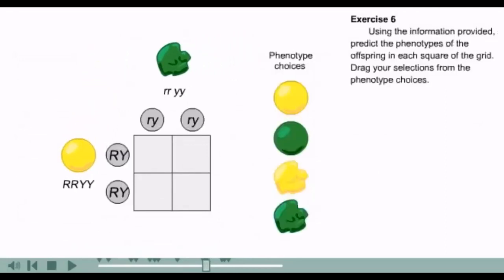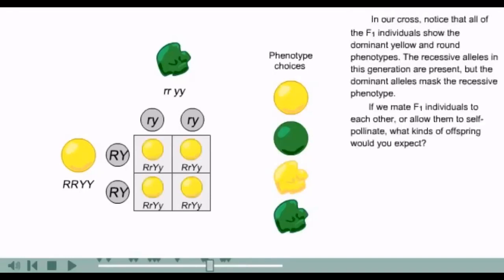Using the information provided, predict the phenotypes of the offspring in each square of the grid. Drag your selections from the phenotype choices. In our cross, notice that all of the F1 individuals show the dominant yellow and round phenotypes. The recessive alleles in this generation are present, but the dominant alleles mask the recessive phenotype.